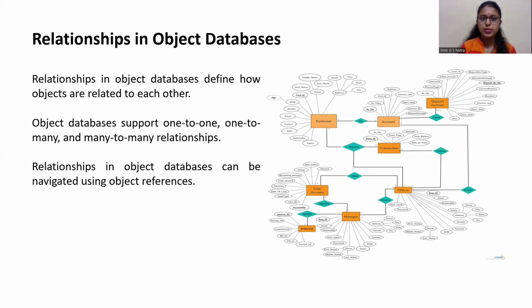Next is relationships in object databases. Relationships in object databases define how objects are related to each other. Object databases support one-to-one, one-to-many, and many-to-many relationships. Relationships in object databases can be navigated using object references.